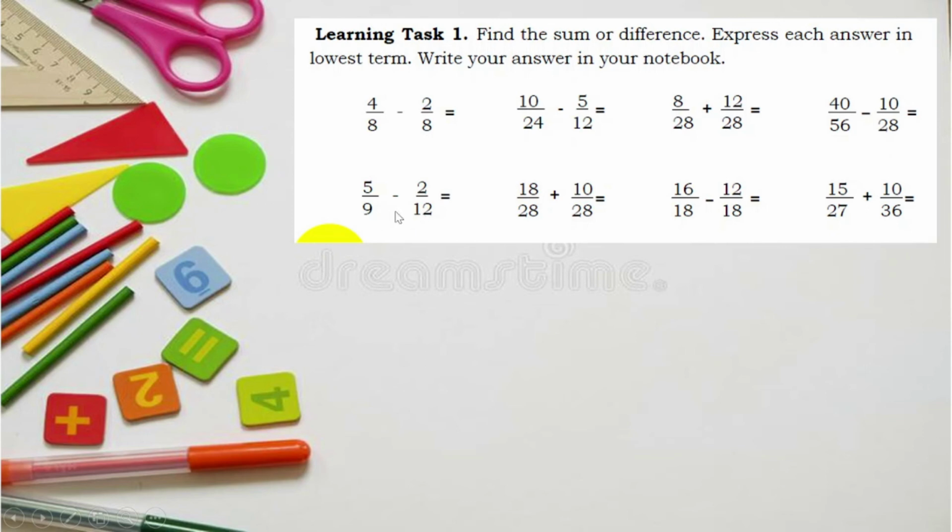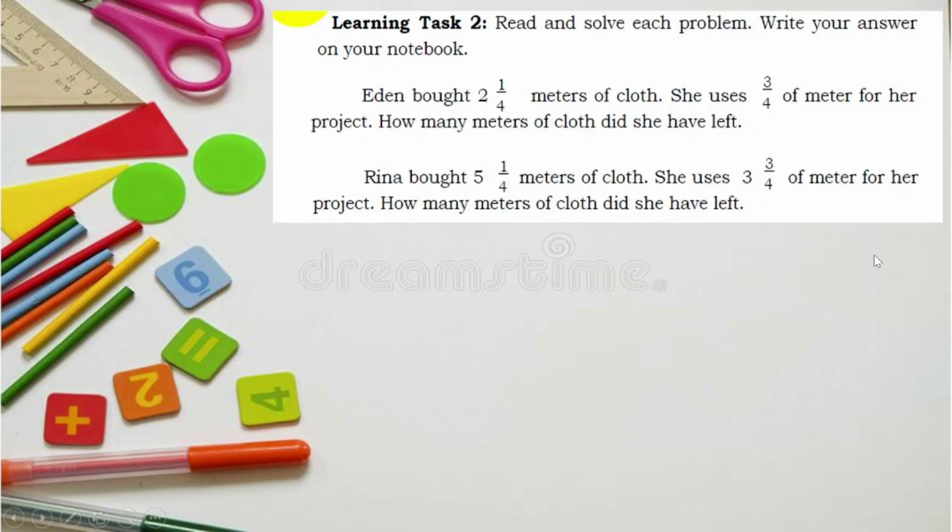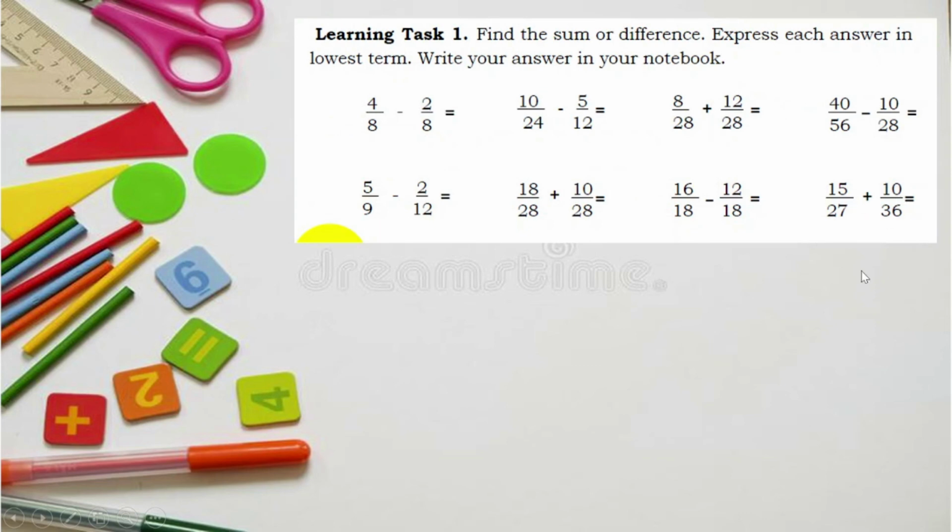Dito, LCD rin. Kunin yung LCD ng 9 and 12. Ganun dito, hindi na. So, they have the same denominator. Add nyo na lang yung numerator. Then, copy the denominator. Yung 16 over 18 minus 12 over 18. So, subtract nyo lang yung 16 minus 12. Then, copy the denominator. Then, kung kayang i-lowest term, i-lowest term. Then, dito, get the LCD also. Okay? Kunin yung LCD doon. Then, add the numerator. So, ganyan lang po sa learning task 1.